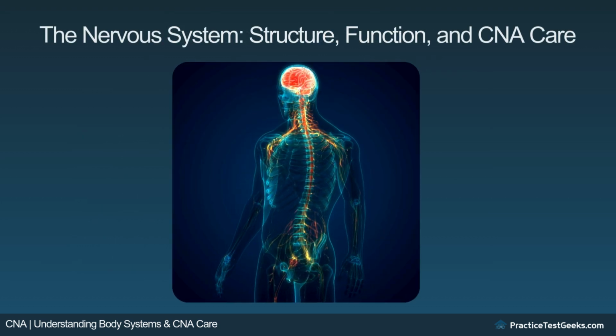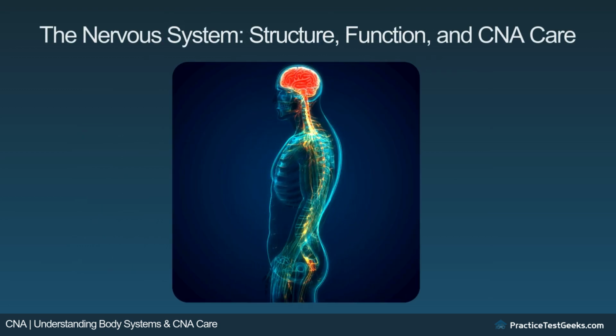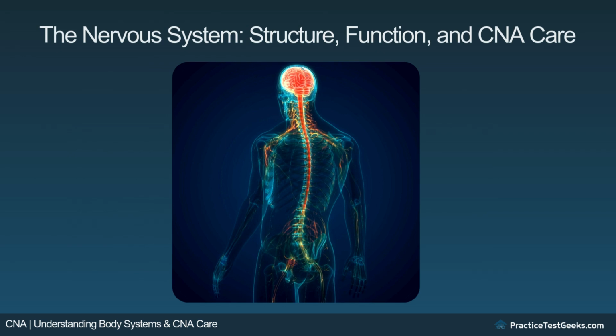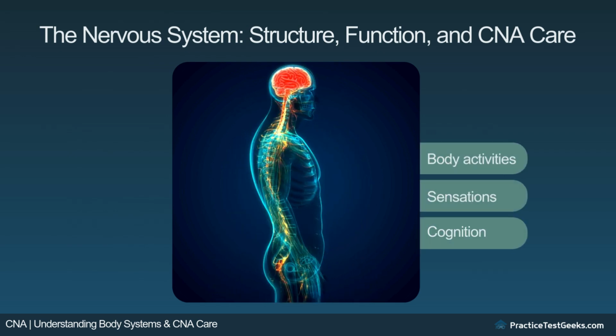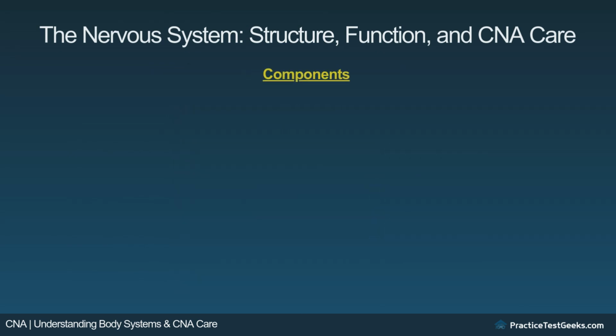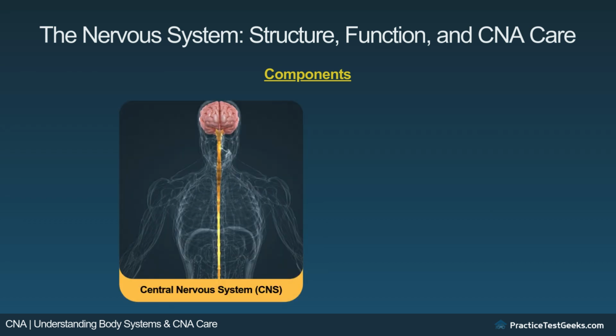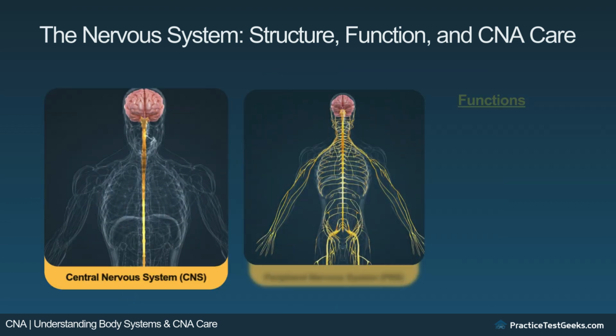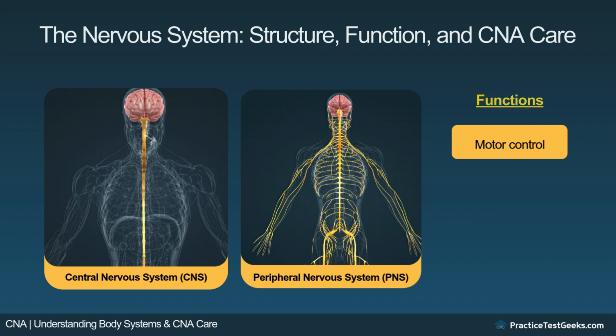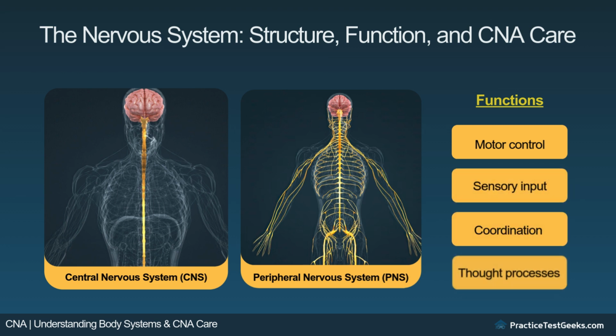The nervous system, structure, function, and CNA care. The nervous system controls body activities, sensations, and cognition. Components. Central nervous system, CNS, brain and spinal cord. Peripheral nervous system, PNS, nerves connecting CNS to body. Functions. Motor control, sensory input, coordination, and thought processes.